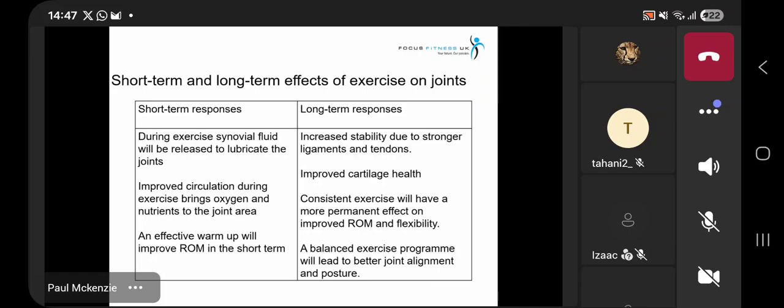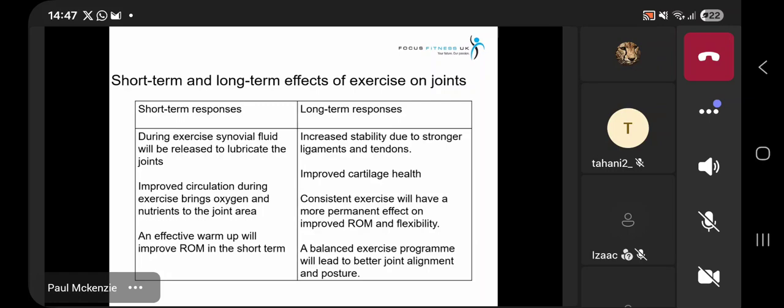Another short-term effect of exercise is improved circulation during exercise, which brings oxygen and nutrients to the joint. An effective warm-up will improve your range of motion in the short term. So when you're warming up, as long as you're doing it effectively, you'll start to increase that range of motion, preparing you for the workout. That's your short-term effects of exercise on the joints.